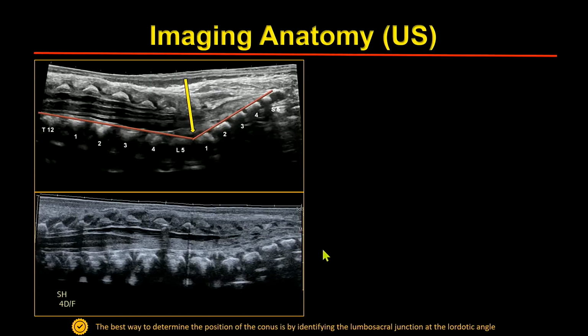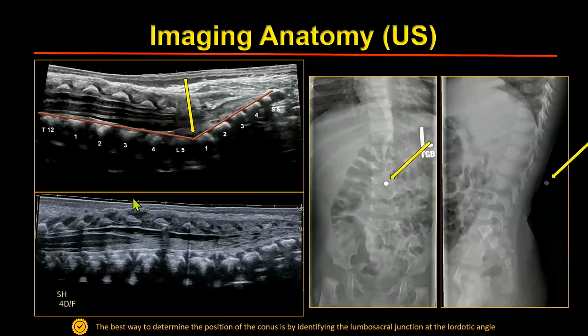You can still look for a subtle change in the angle, where the S5 is angulated this way and the L5 is angulated this way. And the last scenario is, you can assess the position of the conus by ultrasound, place a BB marker, and then obtain a radiograph and assess the position of the conus. So there are multiple ways to assess the position of the conus on ultrasound.